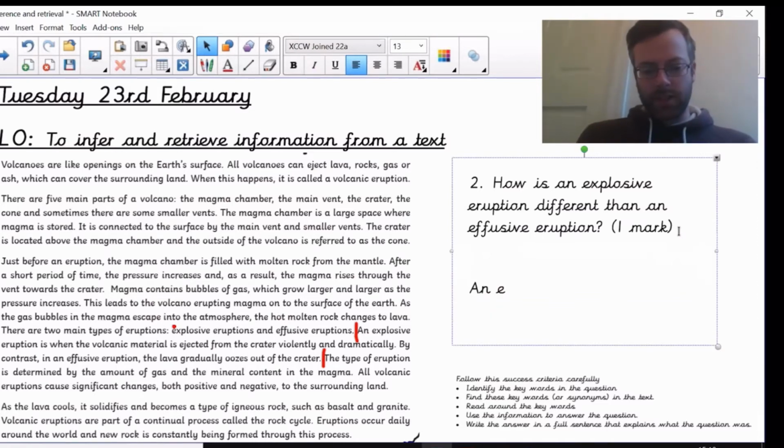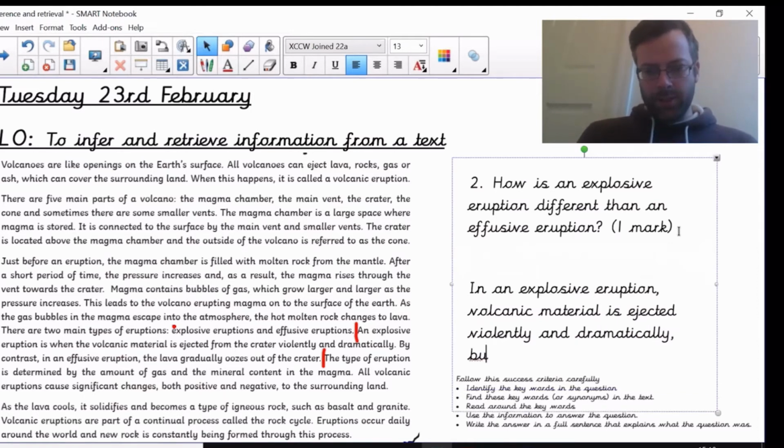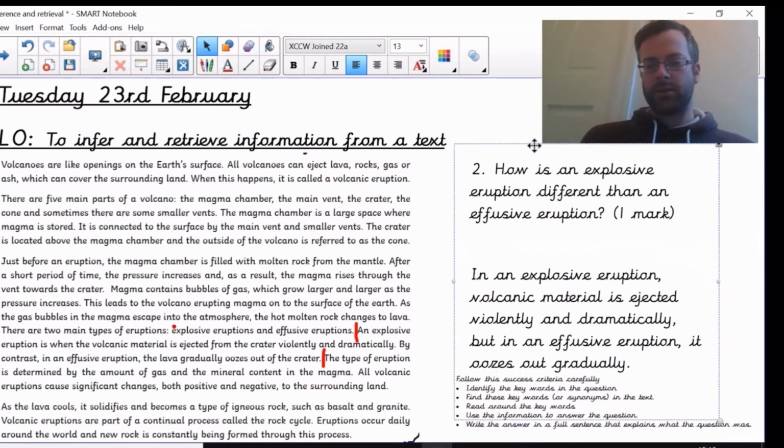I'm answering in full sentences, so I'm going to say, in an explosive eruption, volcanic material is ejected violently and dramatically, but in an effusive eruption, it oozes out gradually. Full sentence, answer's very clear, job done.